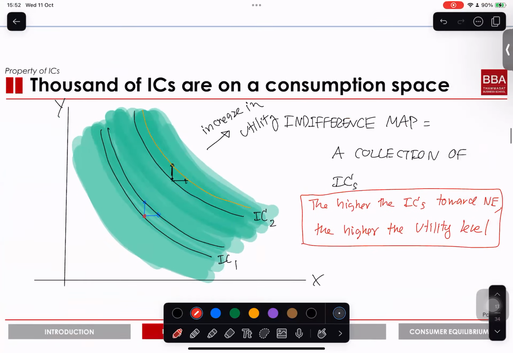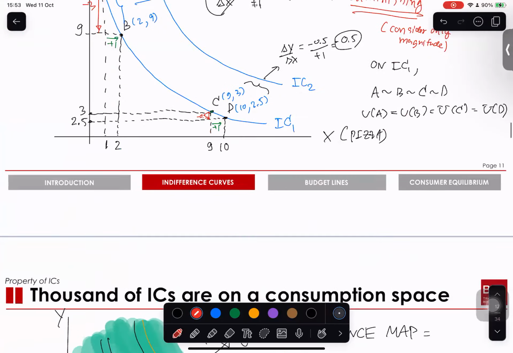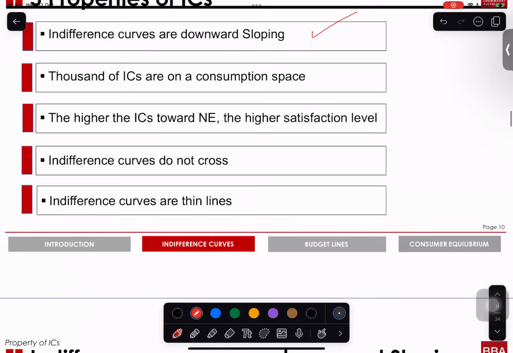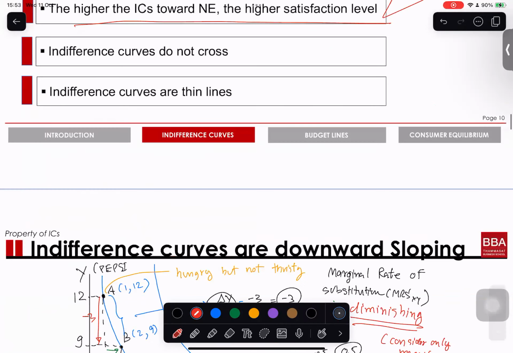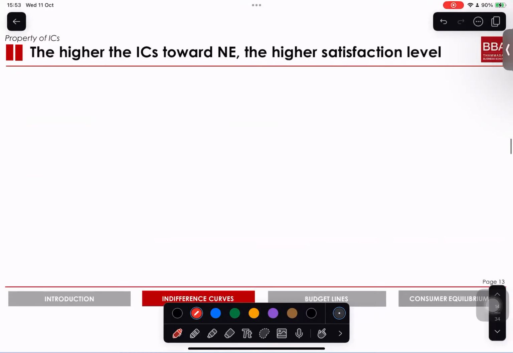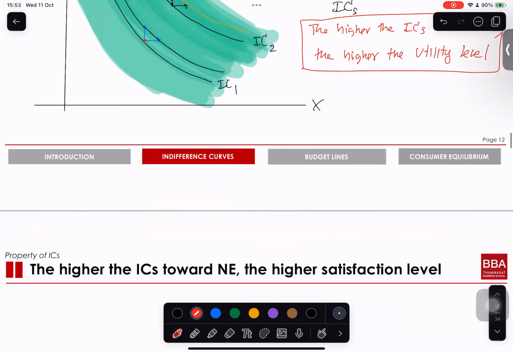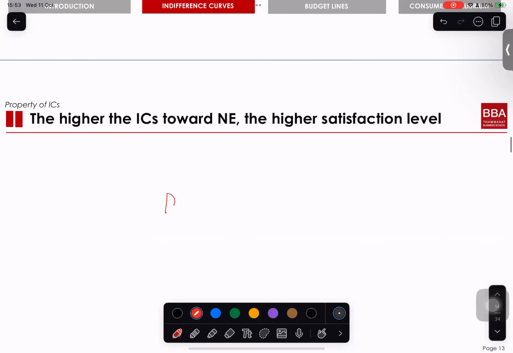Third, 1, 2. Okay, number 2 finish. Number 3 actually finish as well here. The higher the IC toward northeast, the higher utility level. 2 more here. This one I already discussed.